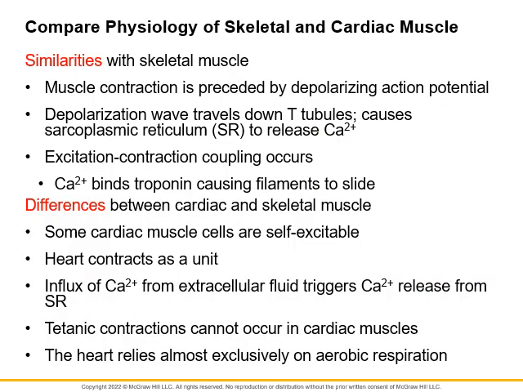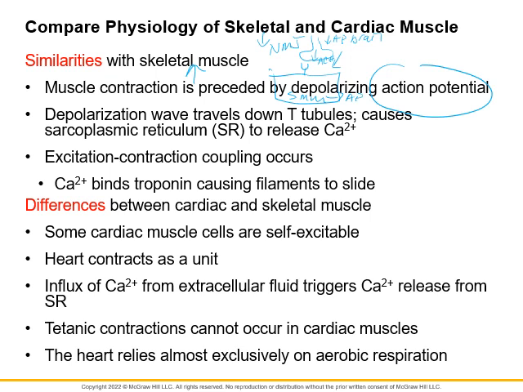Similarities with skeletal muscle. Muscle contraction is preceded by a depolarizing action potential. So what they're saying is you have to have some sort of action potential trigger skeletal muscle and cardiac muscle. In skeletal, we had our neuromuscular junction, you had your synaptic knob release acetylcholine, right? There was an action potential from the brain that triggered that release of acetylcholine, and then it bound the acetylcholine receptor on the skeletal muscle, and it initiated an action potential in the skeletal muscle.